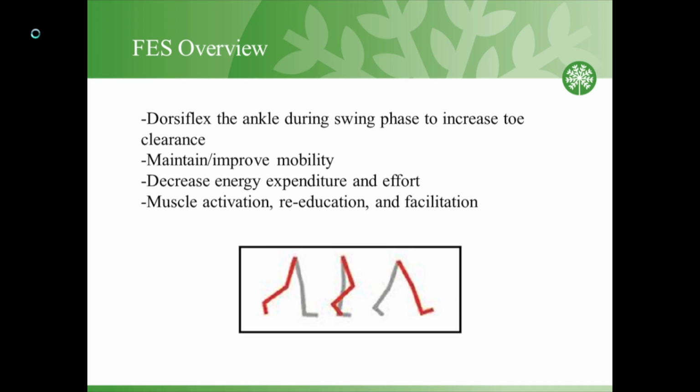In FES that we're going to talk about for the lower extremity, for peds, really we're trying to dorsiflex the ankle during swing phase so that we can achieve toe clearance and also a heel-toe pattern in gait. Obviously, if we can get that increased toe clearance and better heel contact, we're going to get improved mobility, hopefully decrease energy expenditure and effort on the patient's part.